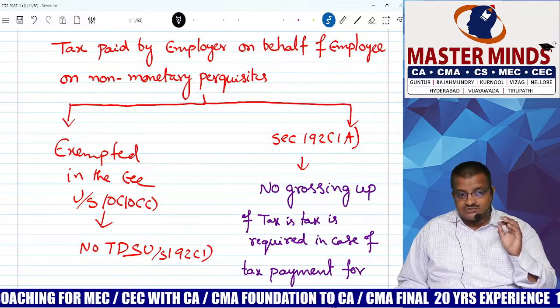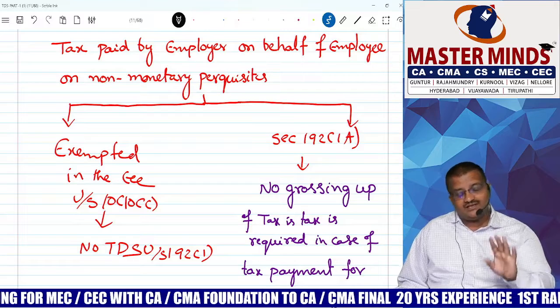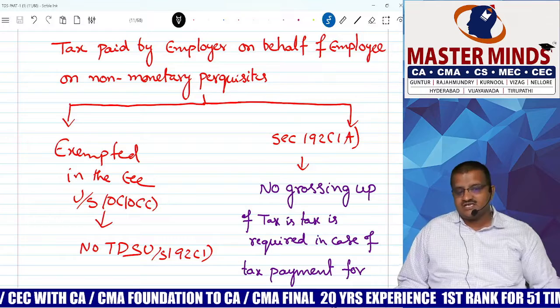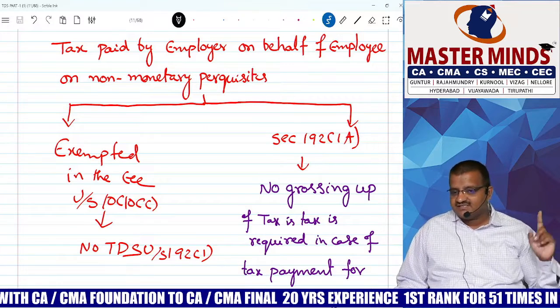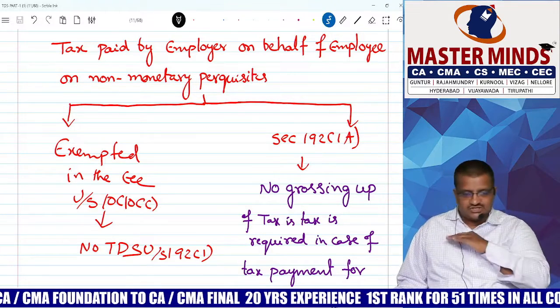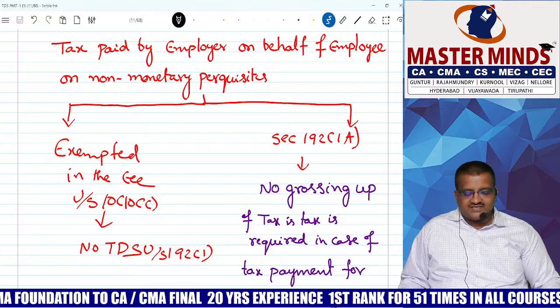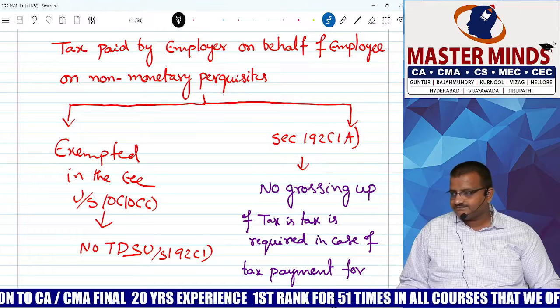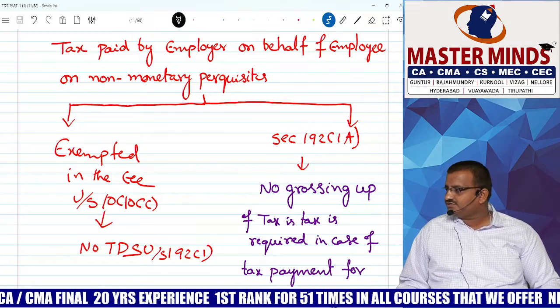non-monetary perquisites. Student doubt, sir, it should apply. Yes, but the government only gave relaxation. Government only said, okay, exempted under section 10, subsection 10CC. With this, 100% of this topic is done. Any doubts, you can ask me. Any doubts? Anyone?